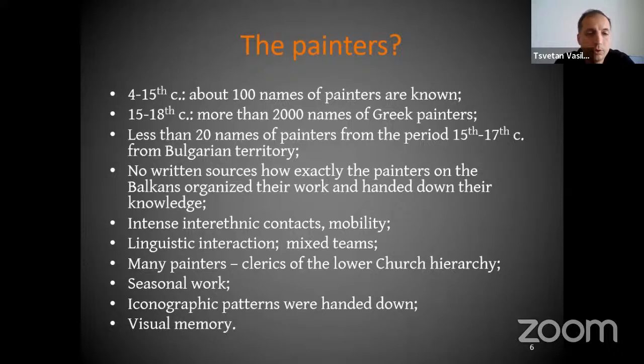And we have also linguistic interaction. This means that we can come into churches that are inscribed in two languages, for instance, Bulgarian and Greek language, or Serbian and Greek language. Of course, the Greek language is the main one, but here it is also difficult to say. In different regions on the Balkans, there are examples of different degrees of influence between Greek and Slavic languages.